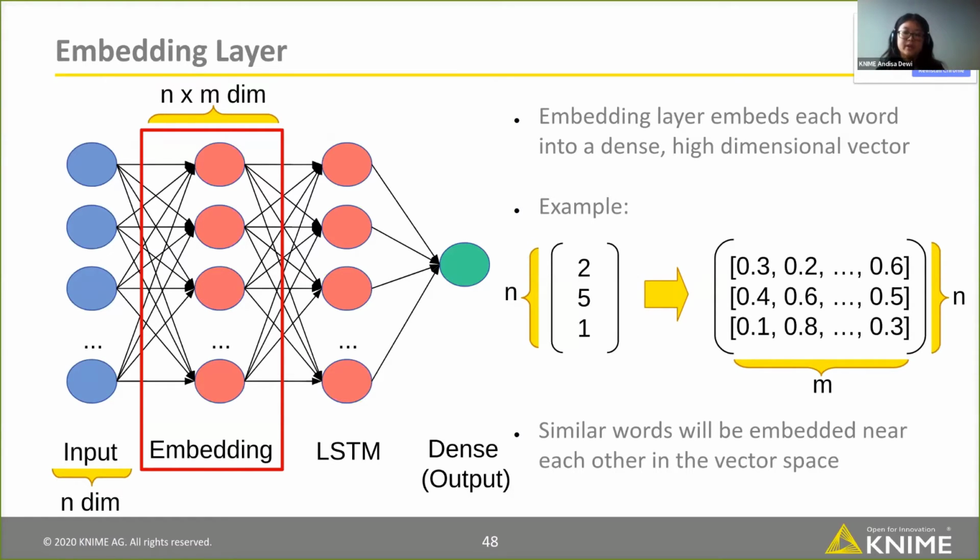Now back to our use case. As input, we have the output from the input layer, which is a vector of size n, where n is the number of words in the document. And after applying the embedding layer, the output of this layer will be of dimension n times m, where we have n words in the document, and each word is represented by a vector of size m.